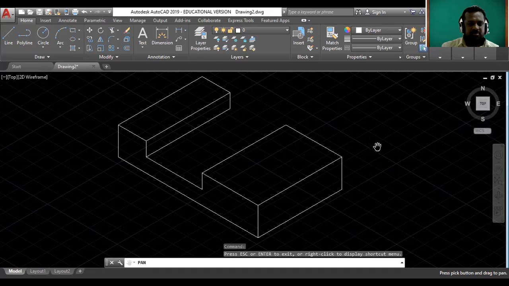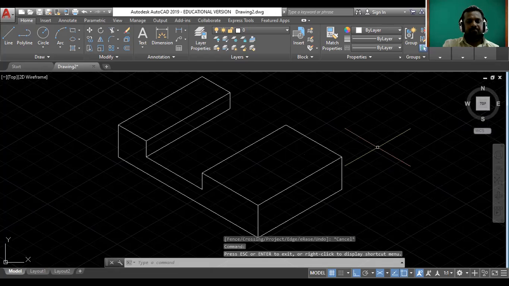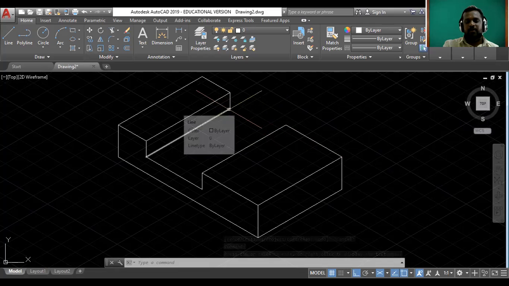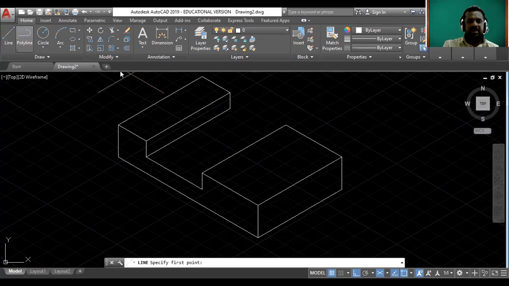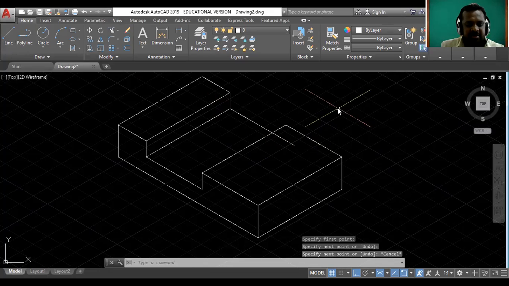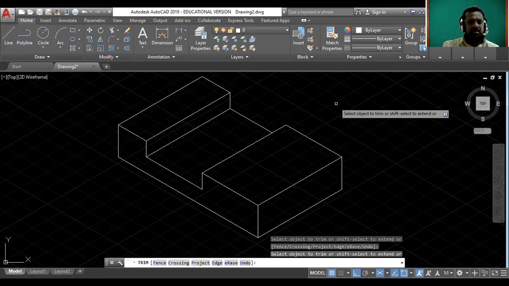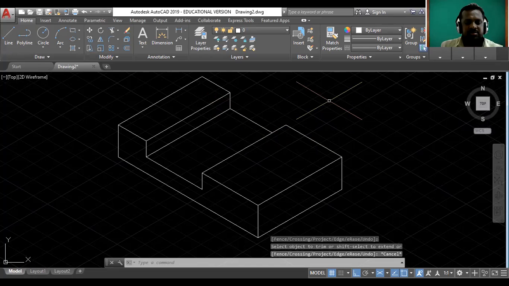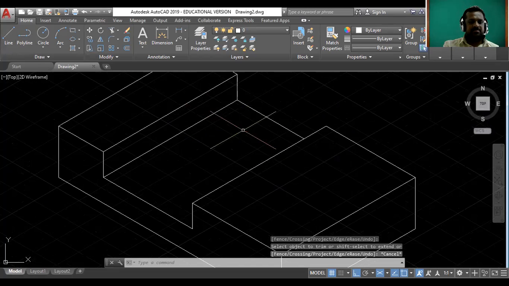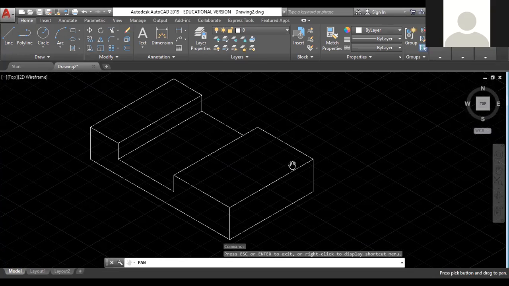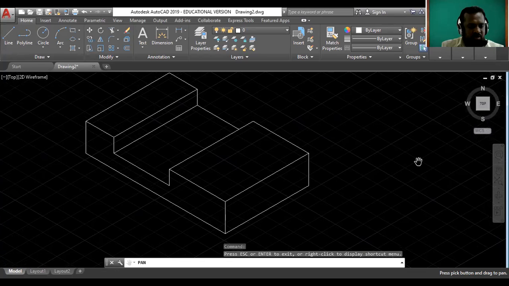Understood? Up to this, any problem? No, sir. Only this line is remaining. From this point we have to draw and join it. Take the line, select this point, and draw one straight line here. Escape and then trim the remaining portion, TR double enter. So it is understood? Yes, sir.